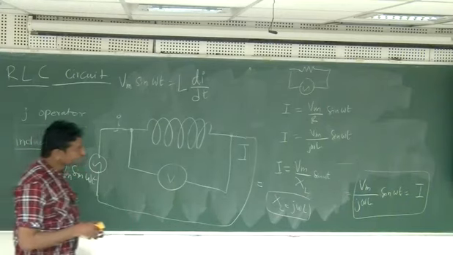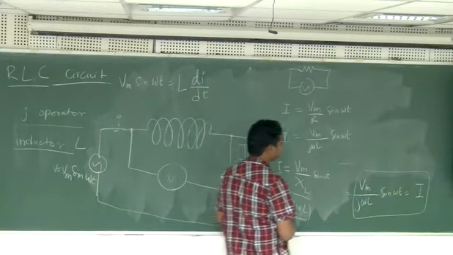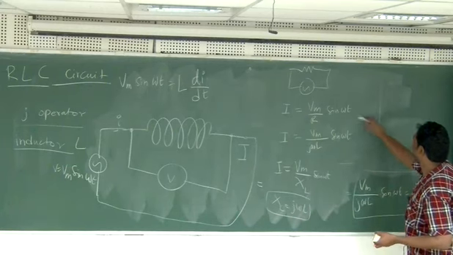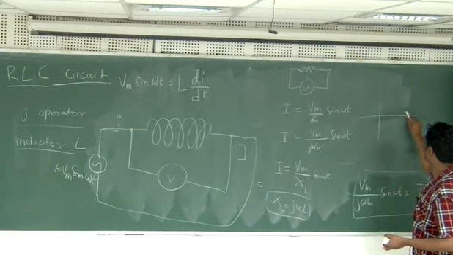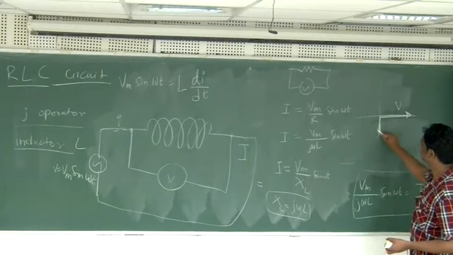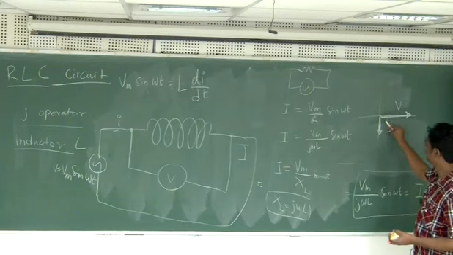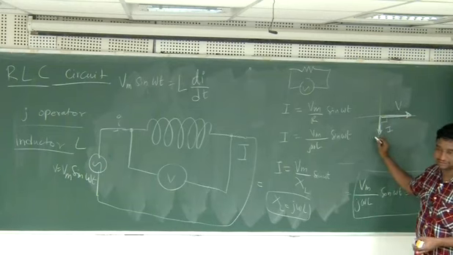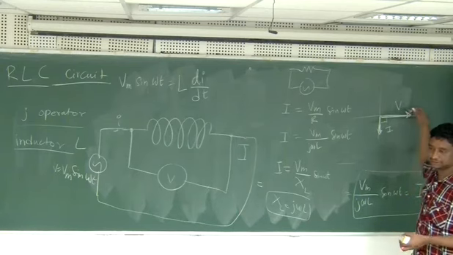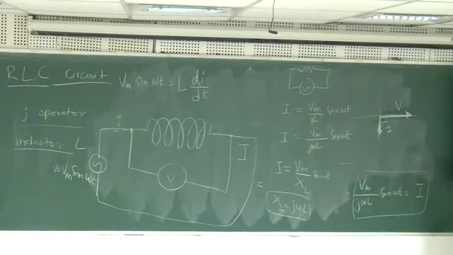Now, if you want to draw the phasor diagram, it will be something like this. If this arrow represents my V, this arrow represents I. So 90 degrees lagging. How do you know it is lagging? Because if you go clockwise, this is coming first, and after that this is coming. So current is lagging by 90 degrees.